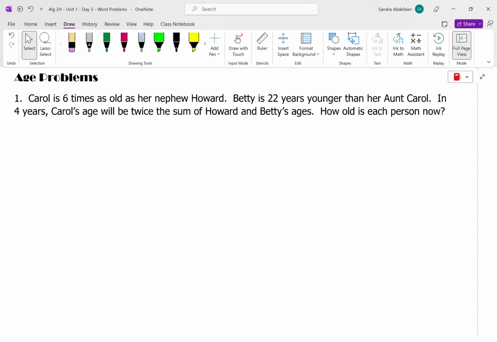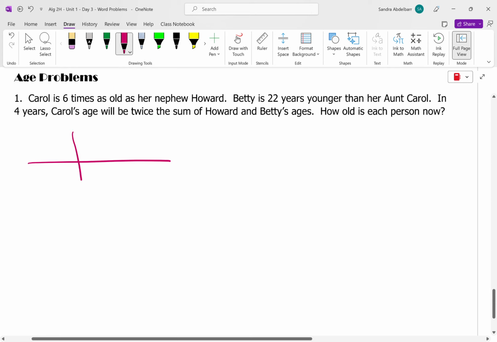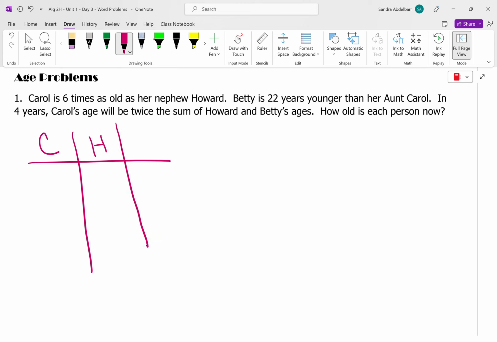We have a lot going on, but the very first thing I want you to realize is how many ages are we comparing? 3, right? So what do you think I'm going to recommend we make? A chart. I'm going to recommend we make a chart. So we have C for Aunt Carol, H for her nephew Howard, and B for her niece Betty.